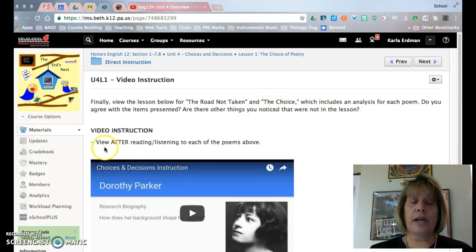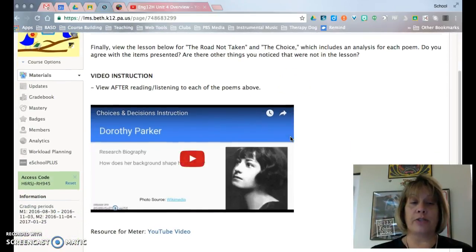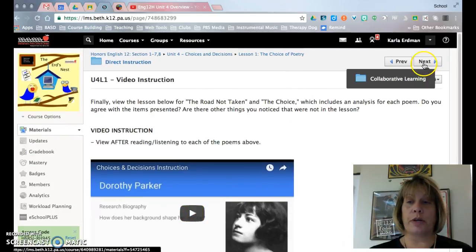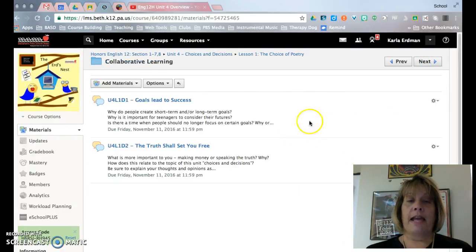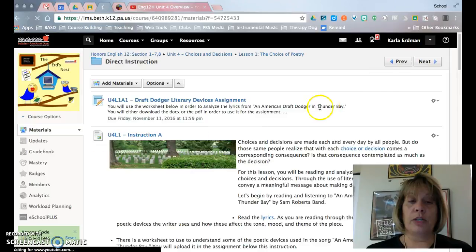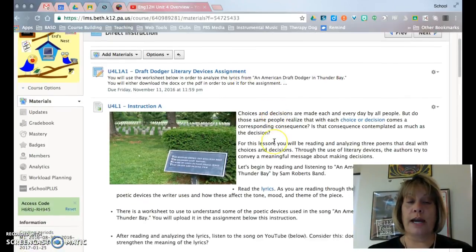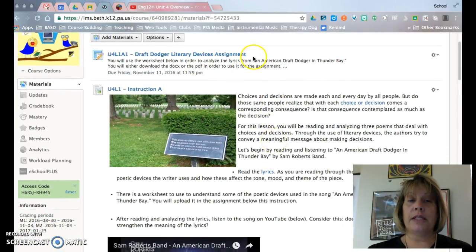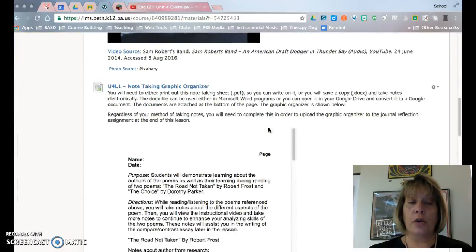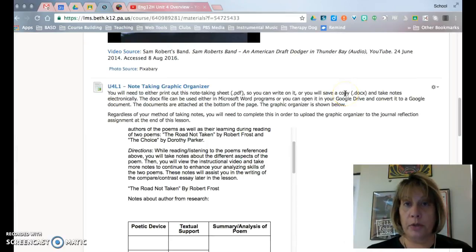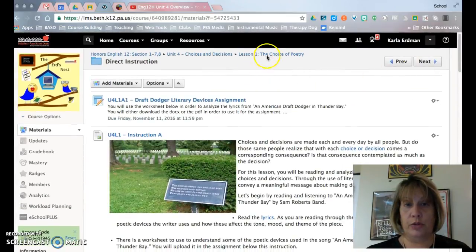After you have actually read and listened to the poems, then you have actual video instruction. The first one is for Dorothy Parker. And at that point, you will want to make sure that you have completed the assignment for Draft Dodger at the top, and this graphic organizer here will be uploaded to your journal like usual.